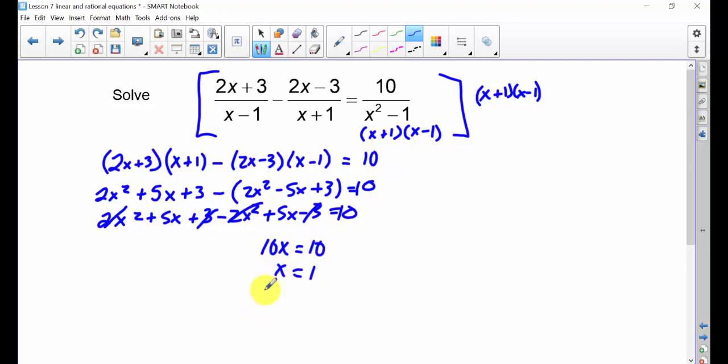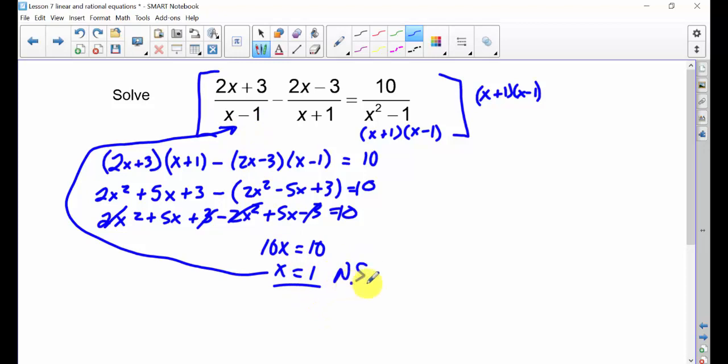And you seem pretty satisfied with that, except for the fact that if I plug this value into the original, I get 1 minus 1 in the denominator, and we know we can't divide by 0. So this is really a no solution. We call this answer extraneous.